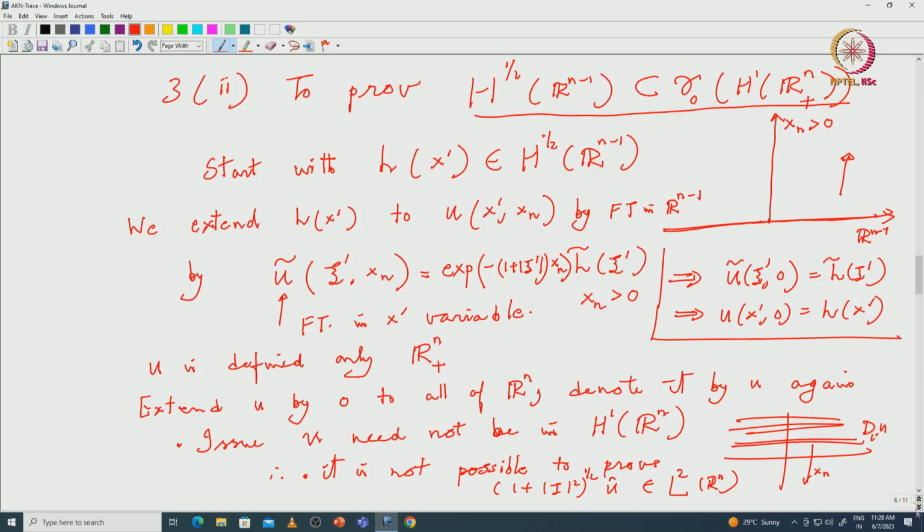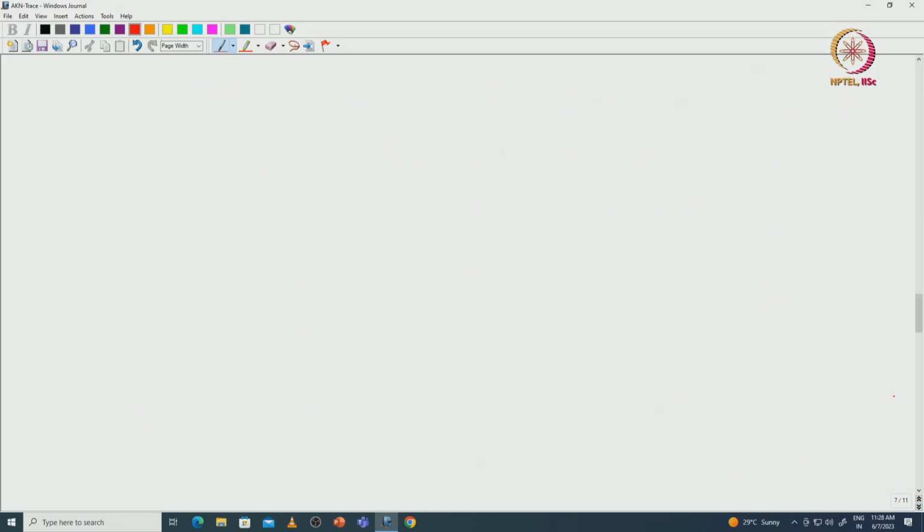So let me write down u hat of psi. Let me do some computation. I will not do all the computation, as I said you can do it yourself. I will just write it down because I do not have time. So you just write down the definition. This is your h tilde of psi' times 1 plus mod psi' plus i psi_n.